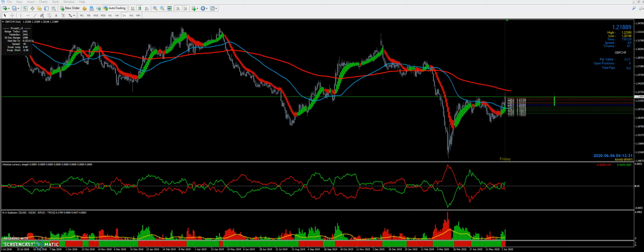As you can see, I've changed the colors on the absolute currency strength so that everything kind of flows together. And also, rather than trading it on the hourly time frame, I'm trading it specifically on the daily time frame.